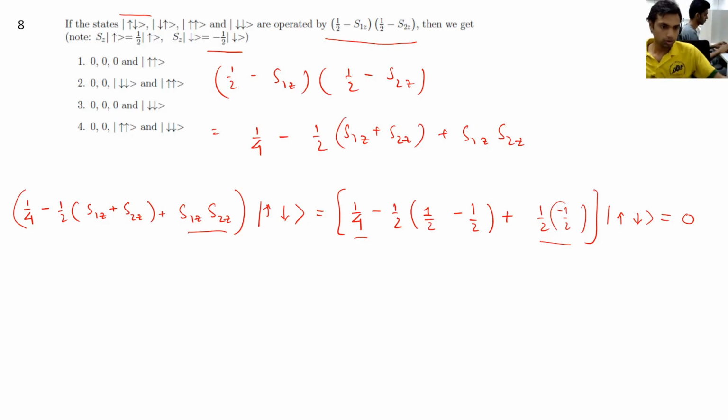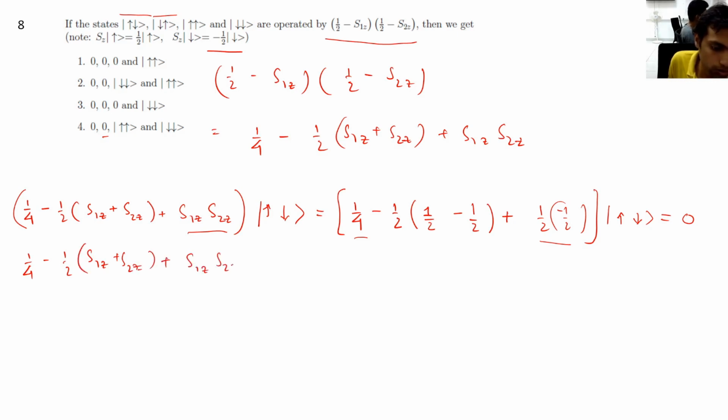Now we can do a similar exercise for the others as well. It is quite obvious that for this also we will get 0 only. So let us try for the up-up state: 1/4 - 1/2 (S1z + S2z) + S1z S2z, this operator acting on up-up.